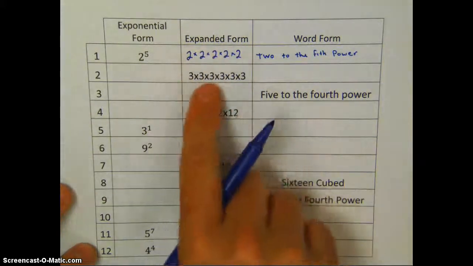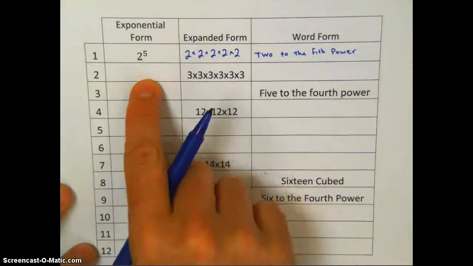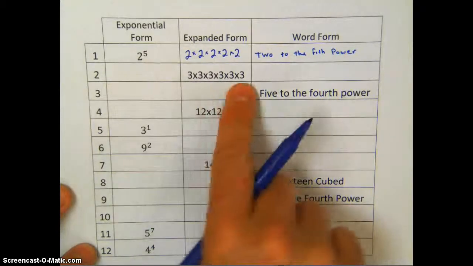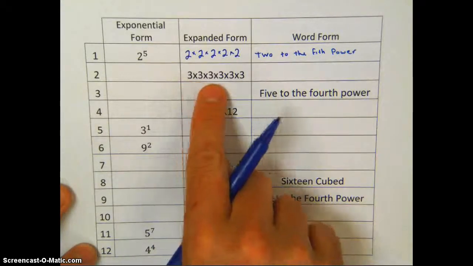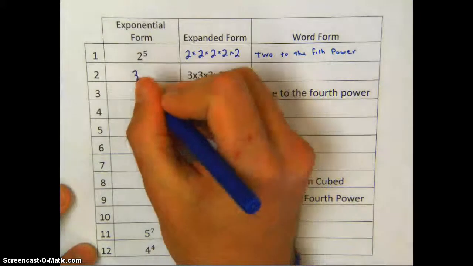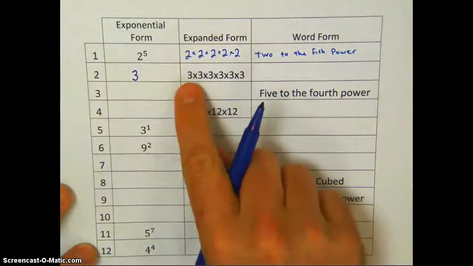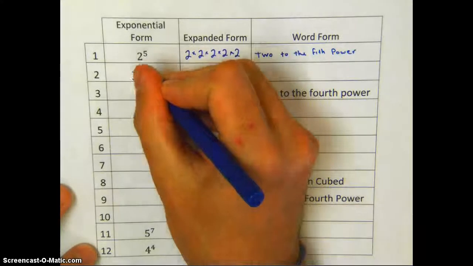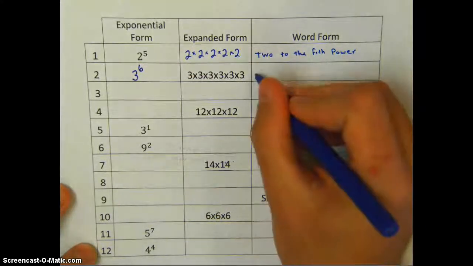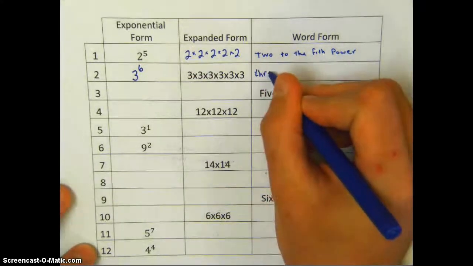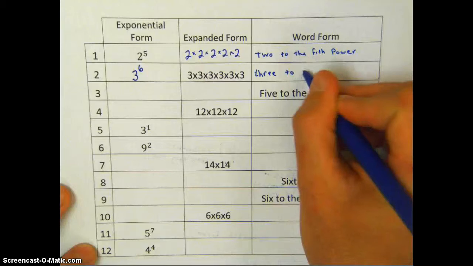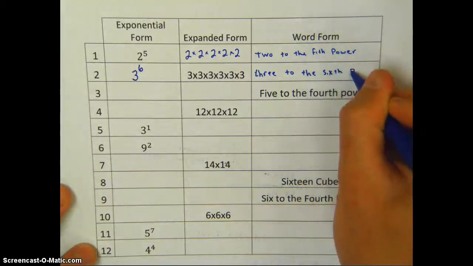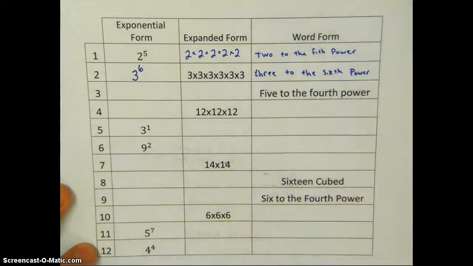Something can get even trickier. We're going to go from expanded form, then we're going to go backwards a little bit into exponential form. So the first thing you do is look at what number you're using. So I'm using the number 3, so that's going to be my base, and I used it 1, 2, 3, 4, 5, 6 times. So I would read this as 3 to the 6th power.